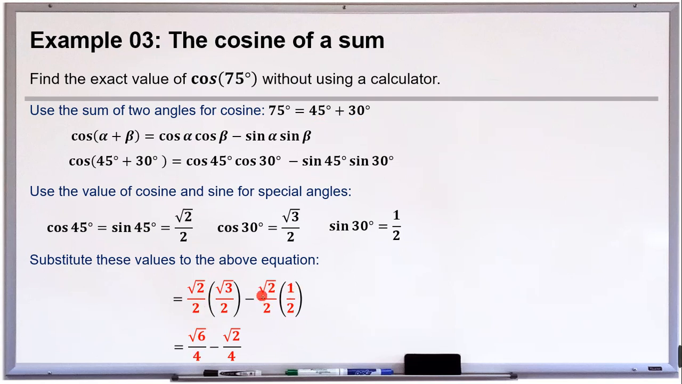And then for the second term, we have square root of 2 times 1. That will give us square root of 2. And then in the denominator, that is 4 because 2 times 2 is 4. Next, combine these two fractions. It is easier to combine since these are similar fractions because they have the same denominator. So the final answer is square root of 6 minus square root of 2 all over 4. So this is the exact value of cosine 75 degrees without using a calculator.